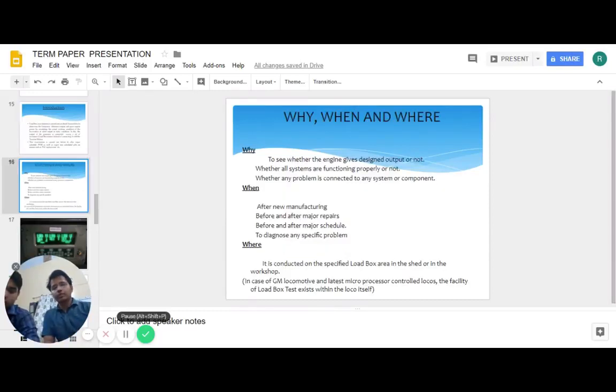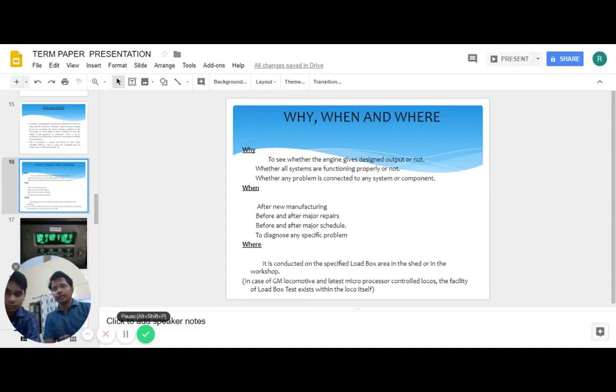Coming to the three W's: why, when, and where. Whenever the engine is not giving us the desired output, we have to check whether all the systems are functioning properly or not, and whether any problem is connected to any system or component. We do it after every new manufacturing, before and after major repairs, before and after any major schedule, and to diagnose any specific problem. It is conducted on the specific load box test area in the shed or in the workshop.